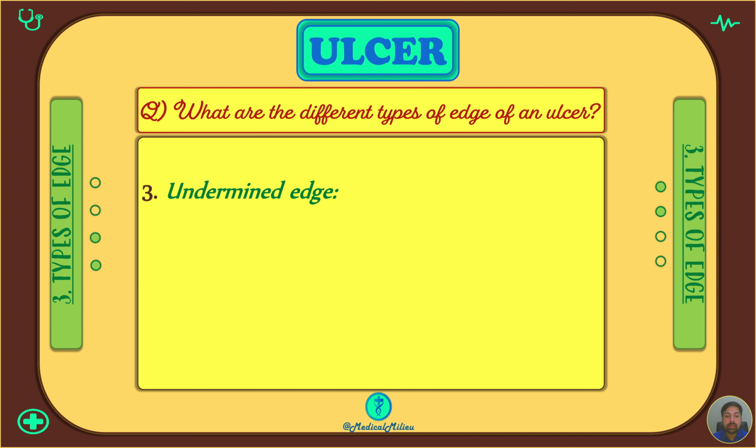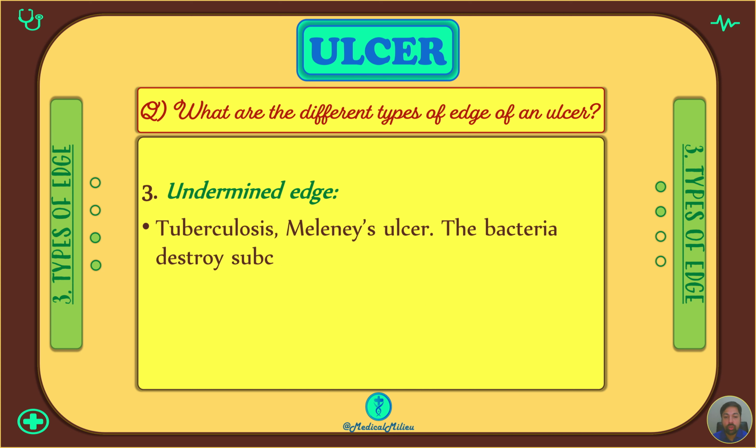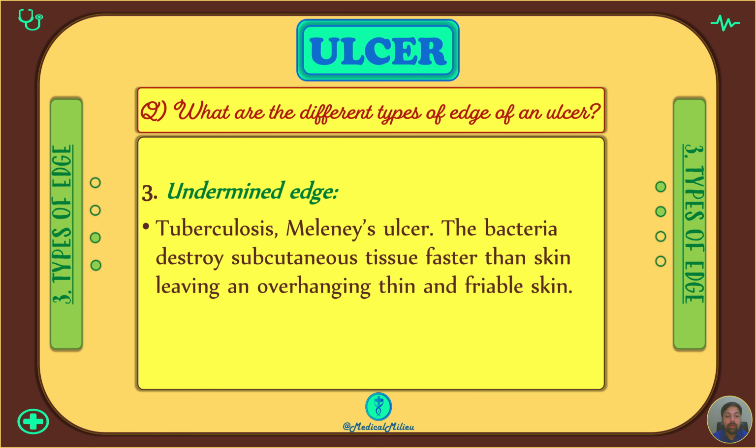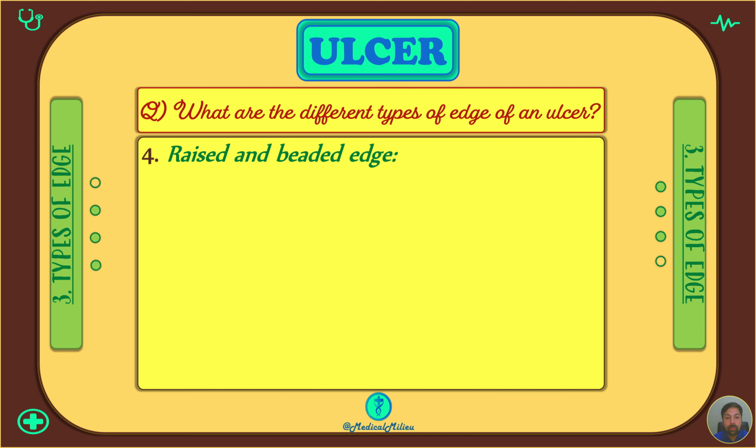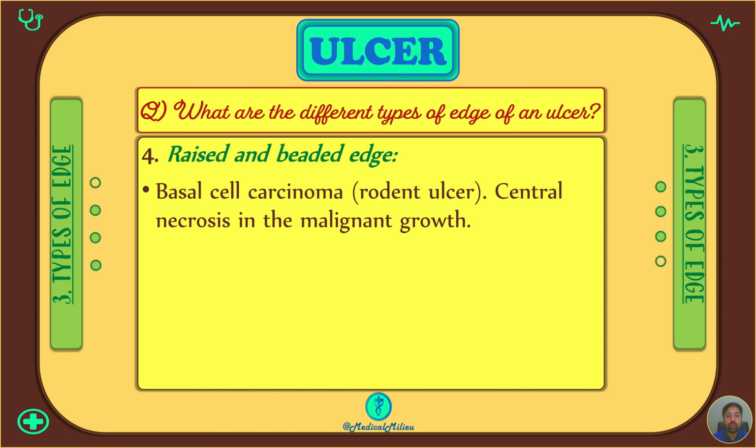Type 3 is undermined edge, which is seen in tuberculosis and Meleney's ulcer. The bacteria destroy subcutaneous tissue faster than the skin, leaving an overhanging, thin and friable skin. Type 4 is raised and beaded edge, which is seen in basal cell carcinoma or rodent ulcer. It occurs because of central necrosis in the malignant growth.